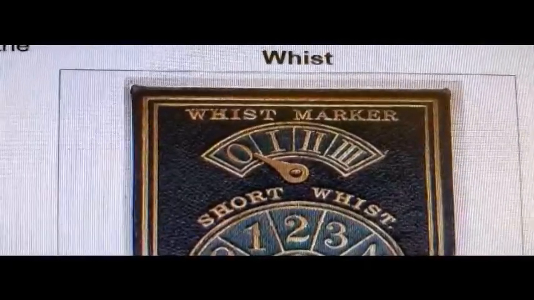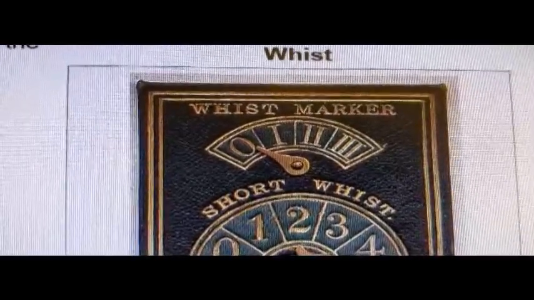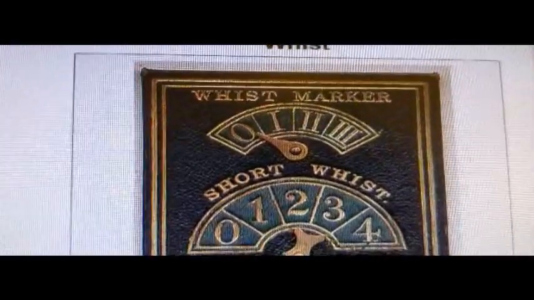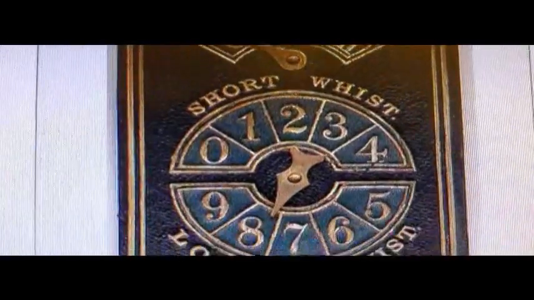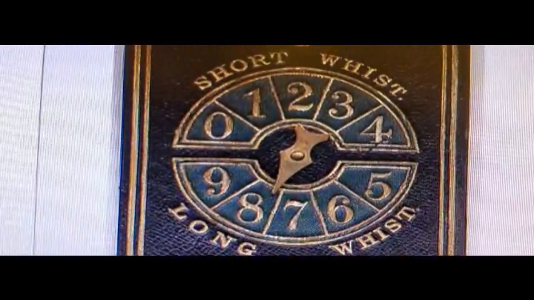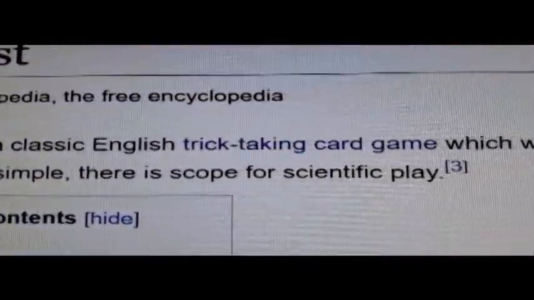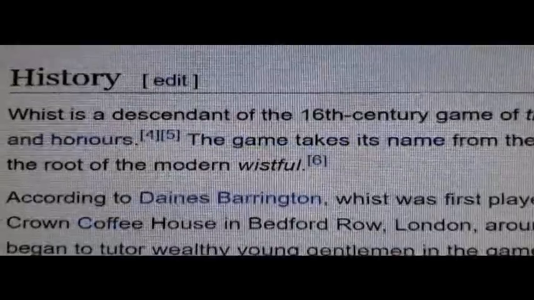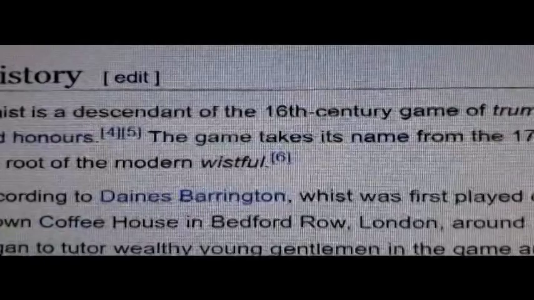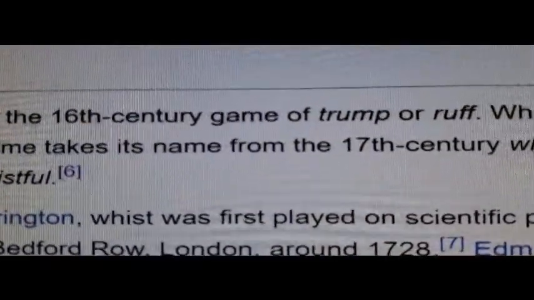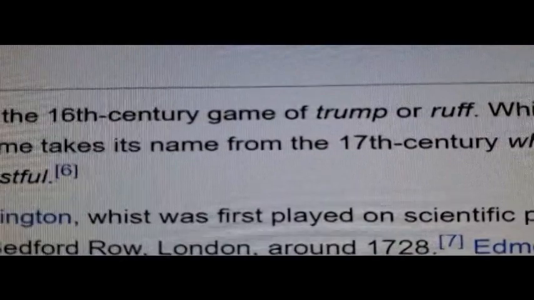So this is a card game. Whist is a classic English trick-taking card game. Whist marker, it almost looks like a clock, like that tick-tock clock that Captain Hook had. And it says, although the rules are simple, there's scope for scientific play. Whist is a descendant of the 16th century game of trump or ruff. I thought that was funny. Trump. He's got his hands in a lot of stuff.